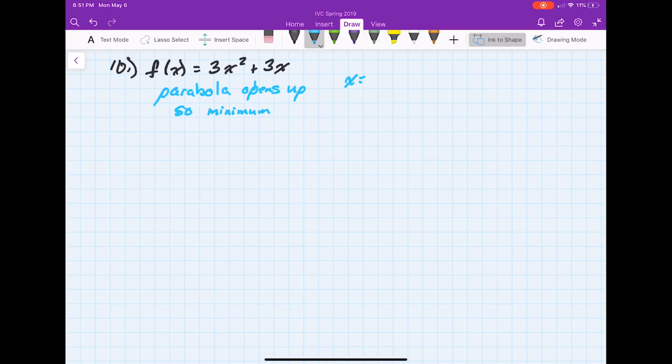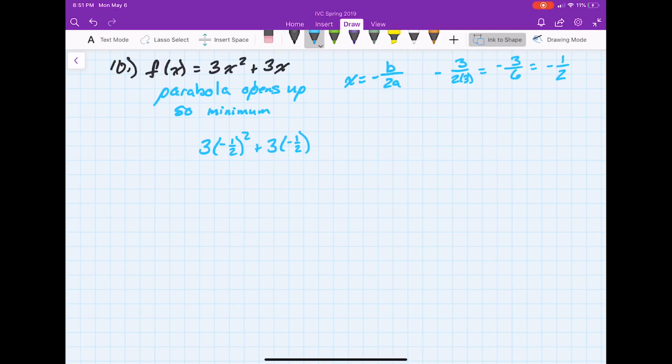And just like the last problem, we will use this x equals negative b over 2a, which when we substitute in our numbers here, we have negative 3 over 2 times 3, which gives us negative 3 over 6, which is equal to negative 1/2. Now I substitute back in the negative 1/2 for x to find my y value, which is my minimum. So 3 times the quantity negative 1/2 squared plus 3 times negative 1/2.